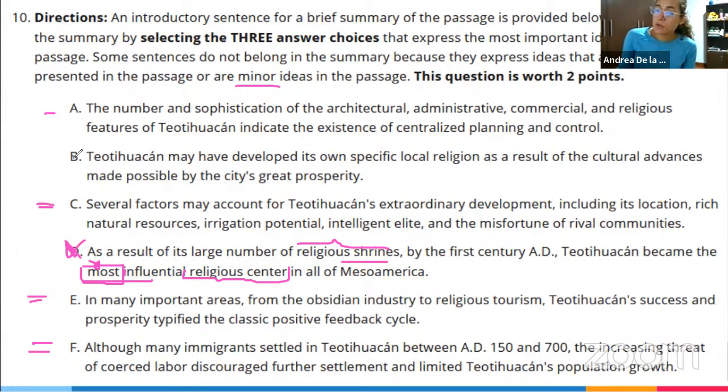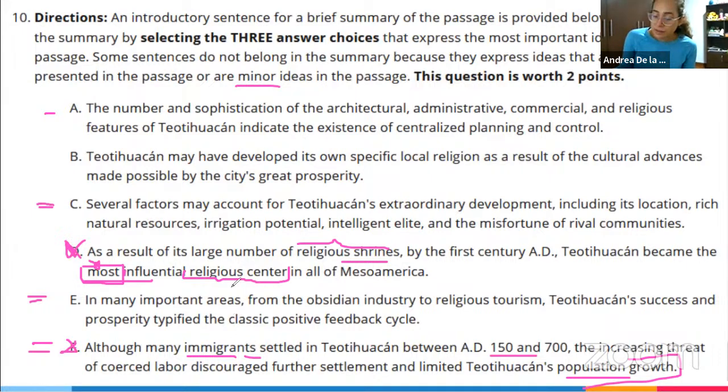Now, same thing happens with option B and with option F, right? Look at option F. It talks about only population and immigrants, right? It says, although many immigrants settled in Teotihuacan between AD 150 and 700, the increasing threat of forest labeled discouraged further settlement and limited Teotihuacan's population growth. They talk about population growth. Now, it's too specific. They talk about a specific time, a specific aspect of Teotihuacan.